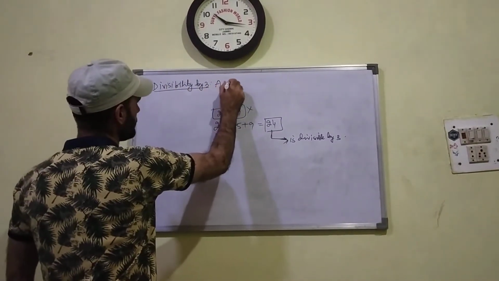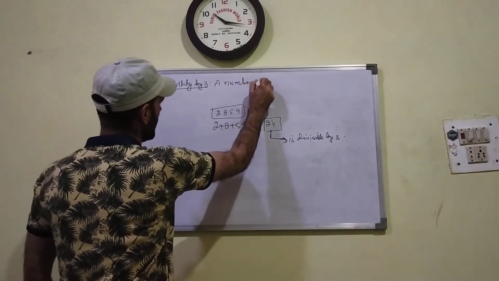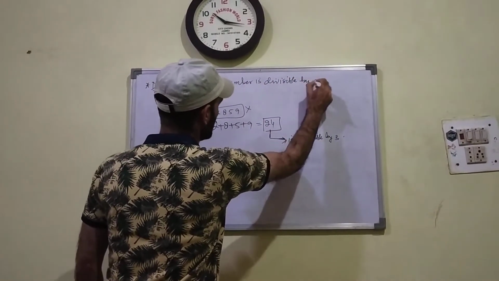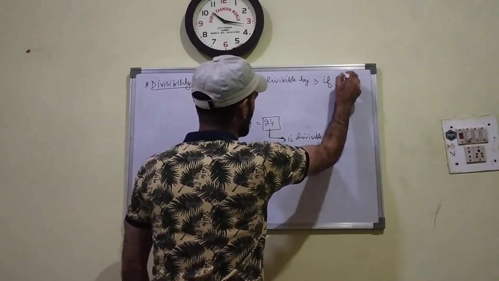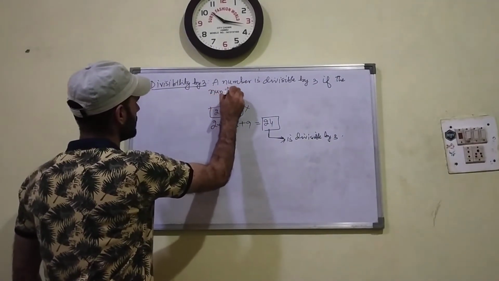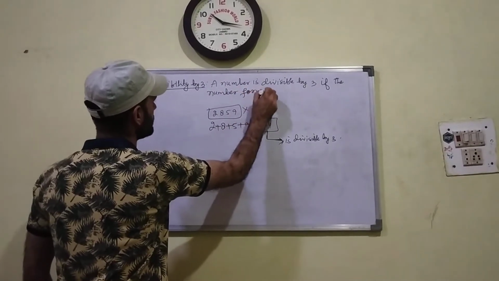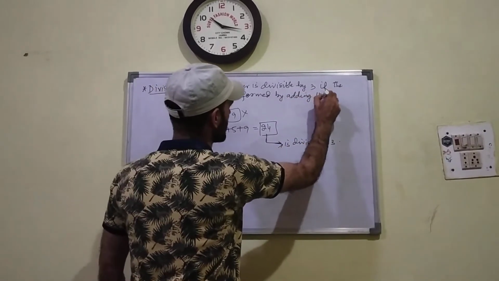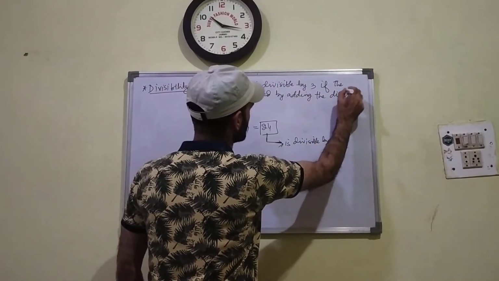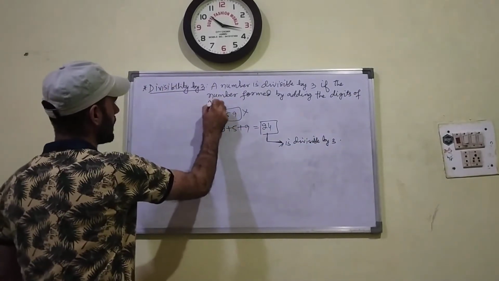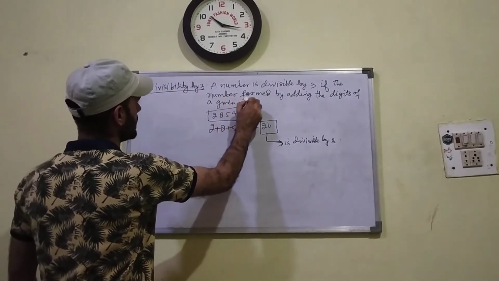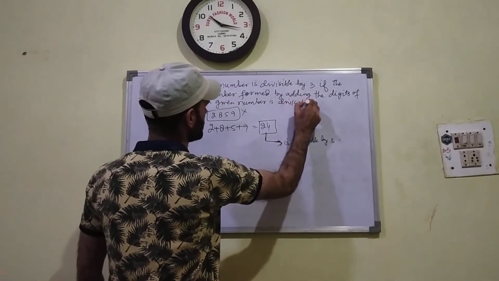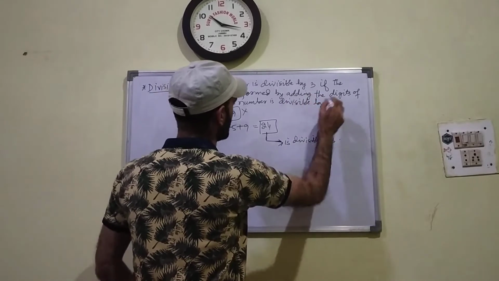So let's write the statement. A number is divisible by 3 if the number formed by adding the digits of a given number is divisible by 3.